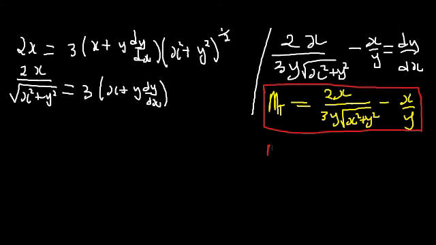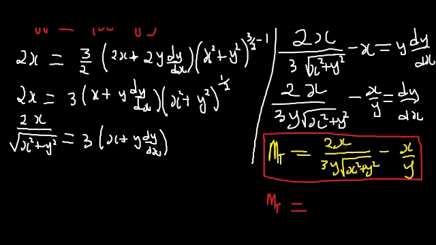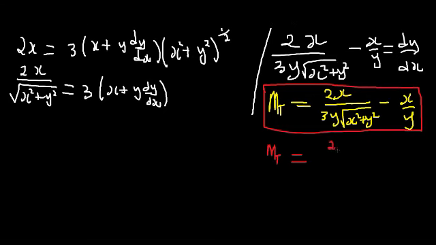Now to put in our values, we know that our x is r cos theta, so this will simply be 2r cos theta divided by 3r sin theta into, this will actually be r, so this will be r times r, minus, sorry, it will be r cos theta, divided by r sin theta.